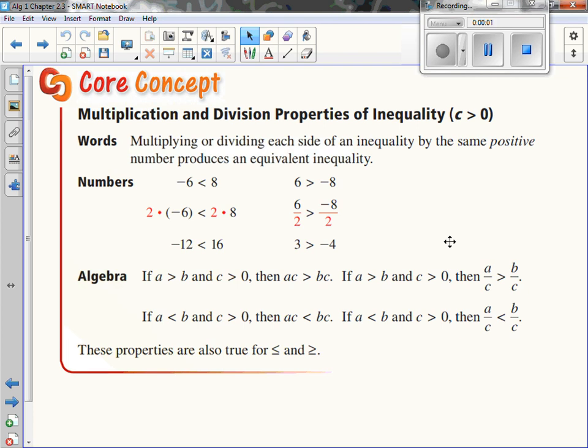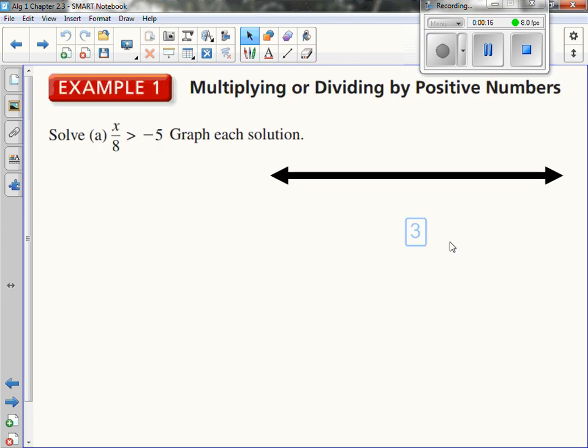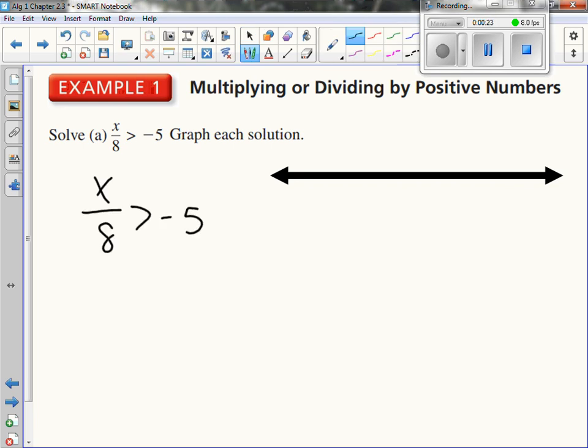All right, guys, so we're going to look at 2.3. It's going to be similar to 2.2, except today we're going to be doing multiplication and division. We can multiply or divide something from both sides of an inequality. It's very similar to equations. We can multiply both sides or divide both sides by the same thing, and when we do that, we can get the variable by itself. That's what we're trying to do.